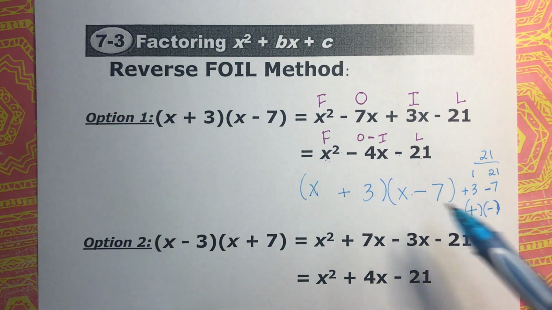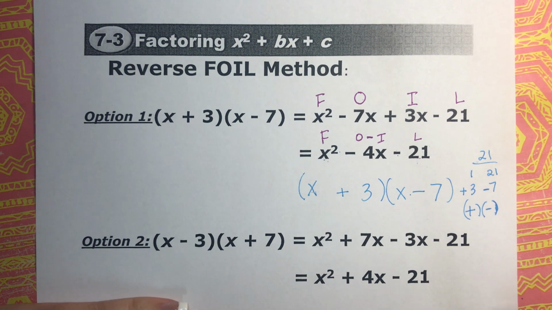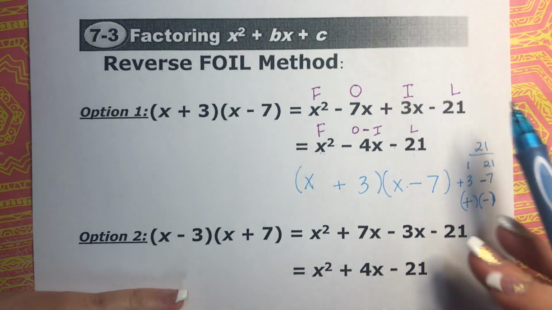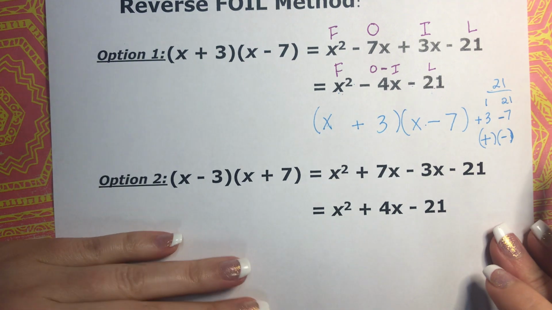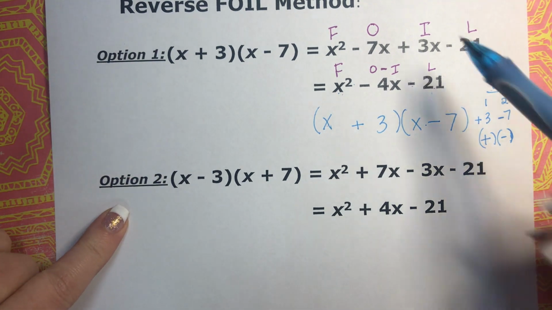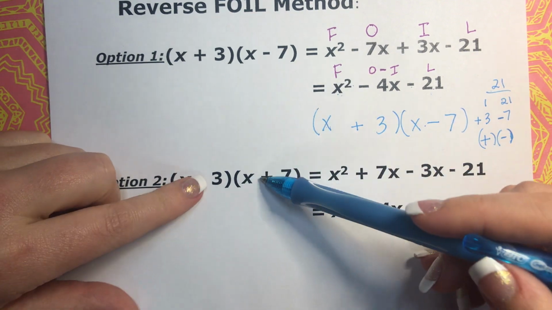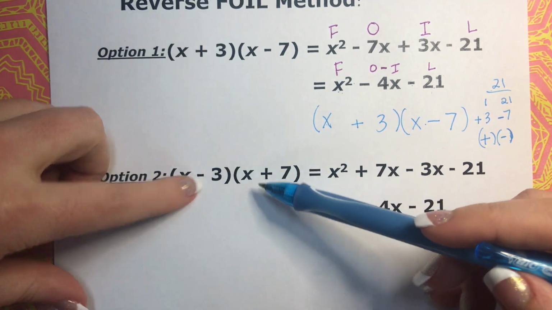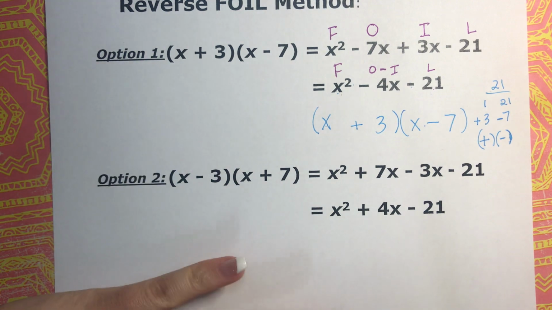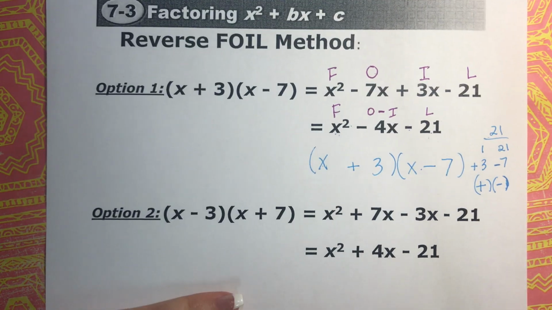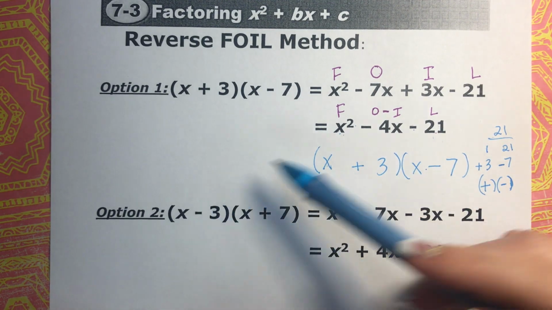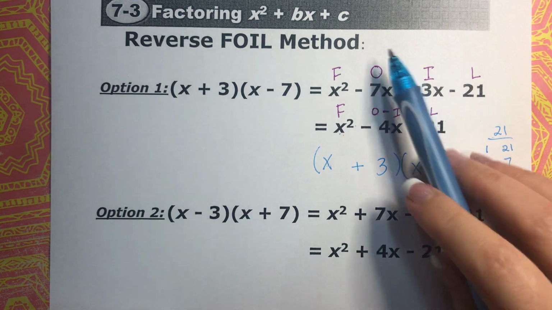Okay, so let's look here at this one. Option 2. Well, what's different between option 1 and option 2? The x is the same, the x is the same, the 3 is the same, the 7 is the same. The only thing different is this one's positive and this one's negative, and this one's negative and this one's positive. Okay? So let's see what happens when the only thing that is changed are the signs.